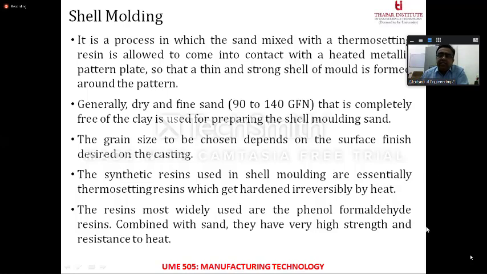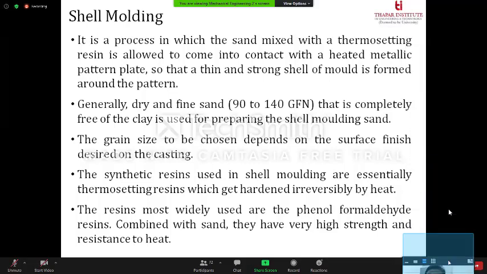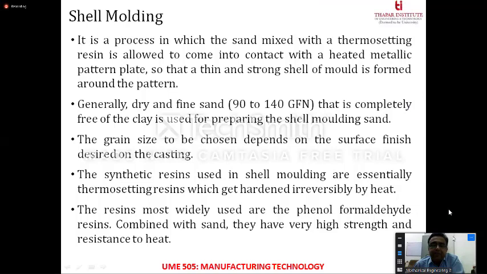The synthetic resins used are generally thermosetting resins, which get hardened as heat is transported into them. The resin that is most widely used is phenol formaldehyde, because it provides very high strength and is resistant to heat. It reacts at a very high temperature, so it is resistant to heat.